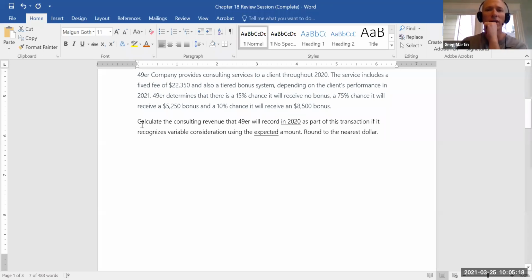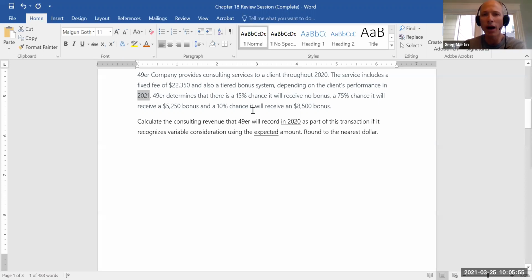Now, one thing I highlight here is I said calculate the consulting revenue that 49er will record in 2020 as part of this transaction if it recognizes variable consideration using the expected amount. The big thing here is the service was provided in 2020, and so we need to recognize the revenue related to that service in 2020 as well. The challenge, of course, is that there is the potential for a bonus, and that bonus is contingent upon future performance. In other words, the performance is going to occur in 2021, but we're recognizing revenue in 2020.